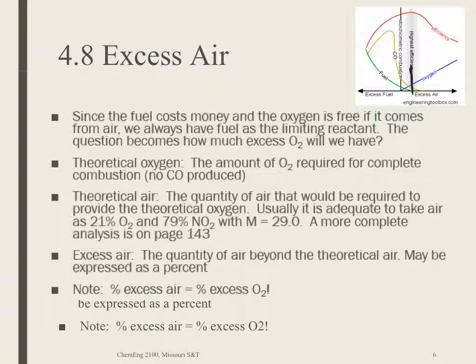Theoretical oxygen is the amount of O2 that's going to be required for complete combustion. We design for CO2 production, not CO. Oxygen comes with air, so instead of talking about theoretical oxygen, we usually talk about theoretical air. This is how much air would be required to provide that theoretical oxygen. It's fine if we take 21% oxygen and 79% nitrogen. The molecular mass is going to be 29 grams per mole, or pounds per pound mole.